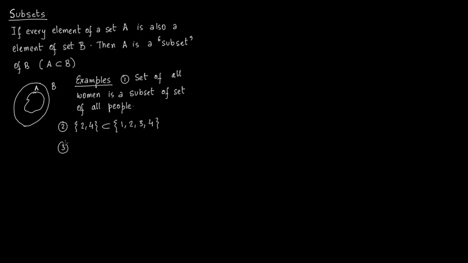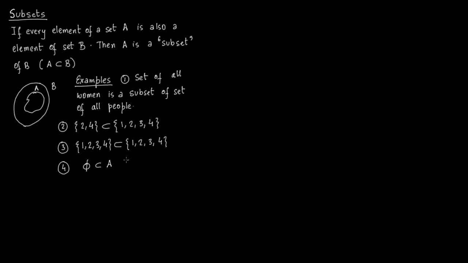Now a set is a subset of itself. So 1, 2, 3, 4 is a subset of itself. That is 1, 2, 3, 4. So null set belongs to every set because it is set without any elements. So null set is subset of every set.